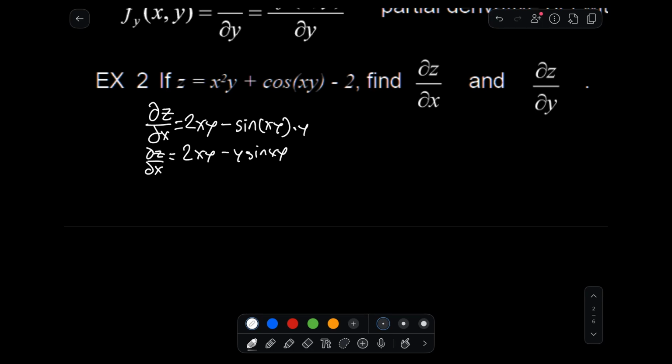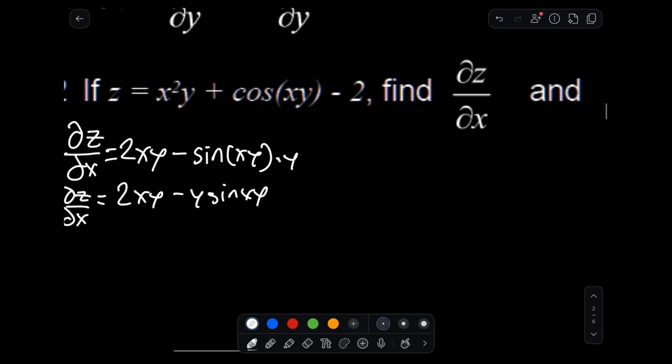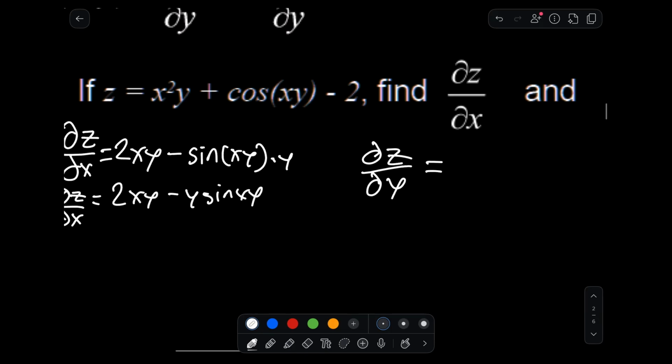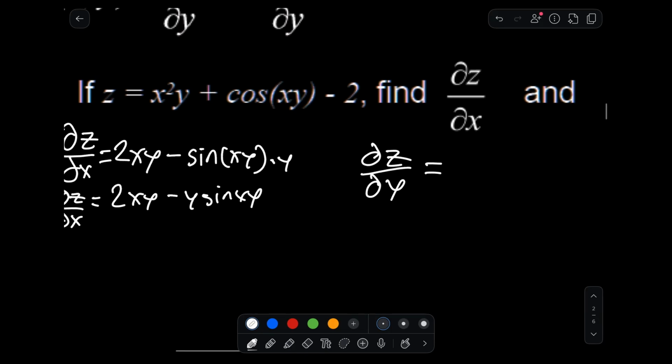And if you are going through more and more of these problems, you're going to realize that treating variables like constants will become second nature. It's not too terrible to wrap your head around.